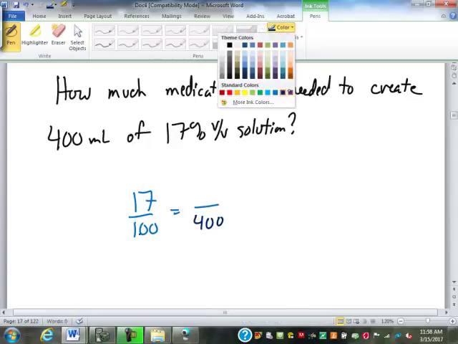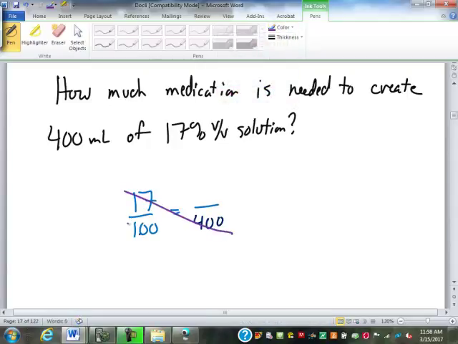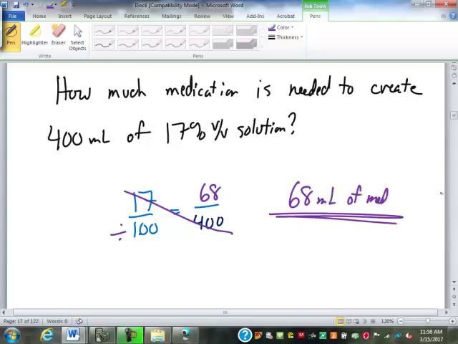And we can cross multiply and divide. 17 times 400 divided by 100 is 68. So it'd be 68 milliliters of that medication would be required.